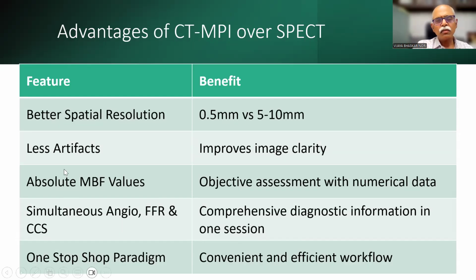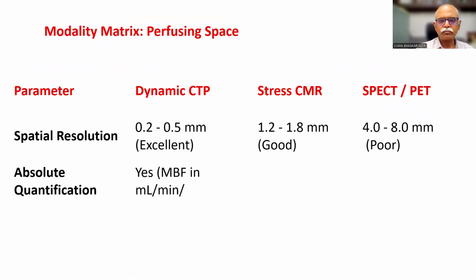Over SPECT, as I told you, the resolution is better: spatial resolution 0.5 mm for CT perfusion when compared to 5 to 10 mm for SPECT, less artifacts, absolute values, and the CT myocardial perfusion will give you calcium score, stenosis quantification, FFR, and perfusion values. No other modality can give you at this point of time the absolute myocardial blood flow values. Especially in our country, there are not many places who do the PET perfusion, absolute myocardial blood perfusion, but CT perfusion is being done in at least 5 to 10 centers in India.